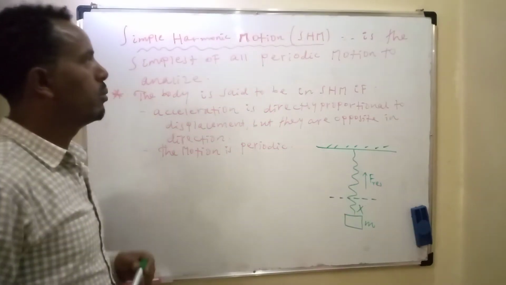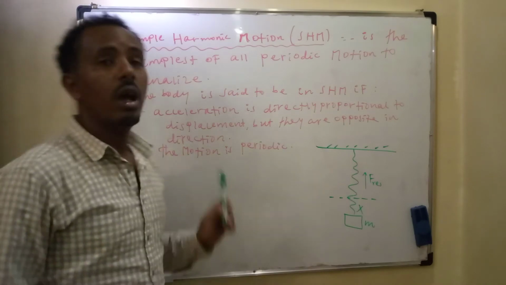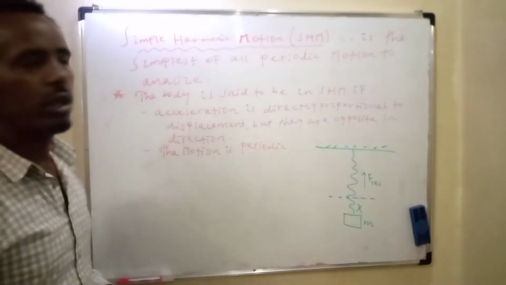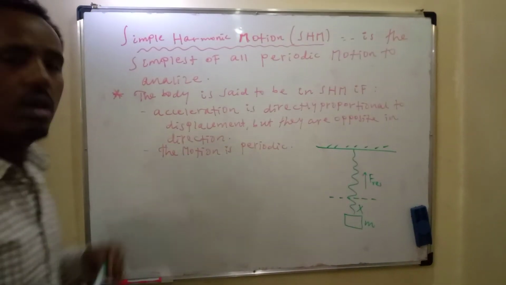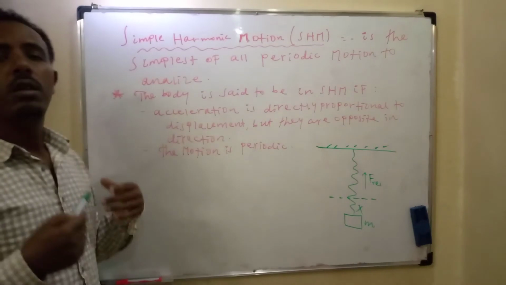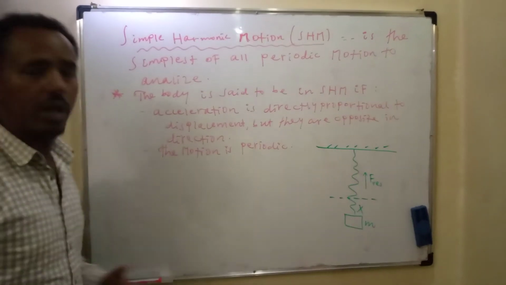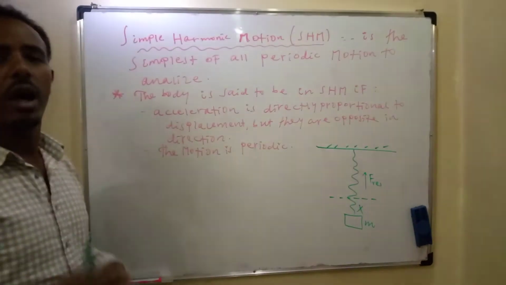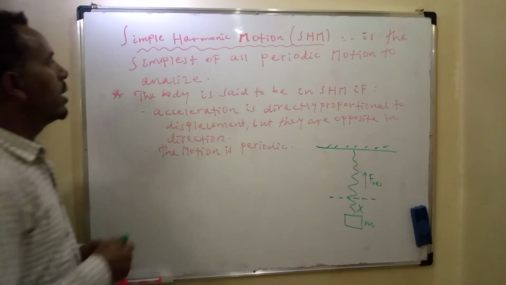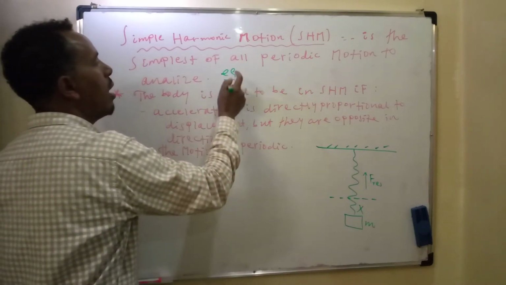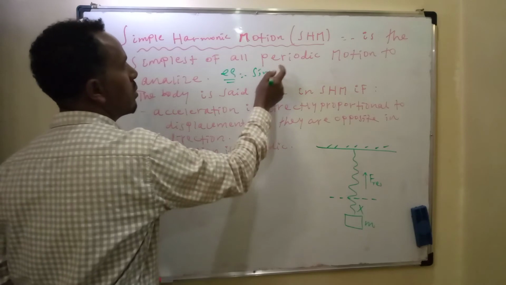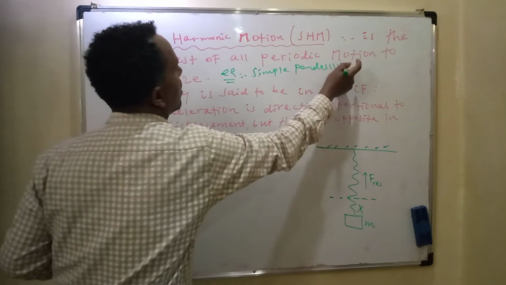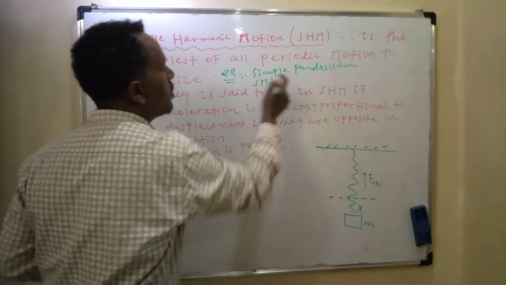Okay, simple harmonic motion. Simple harmonic motion is sometimes written as SHM. It is the simplest of all periodic motion. Examples of simple harmonic motion are the simple pendulum and the spring mass system, just like this.